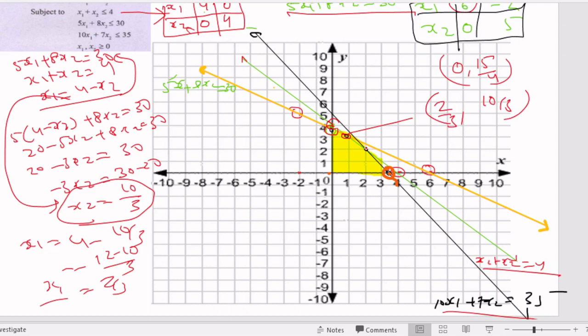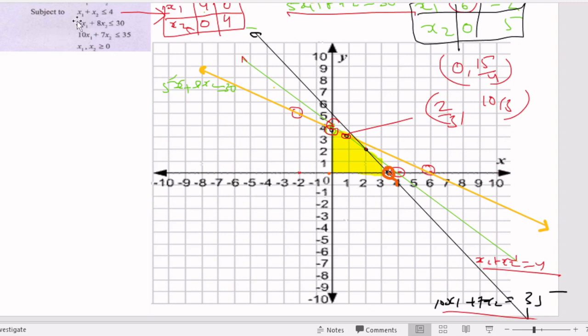Now we have to find this point. To find this point, which two equations do you have to solve? This green line and black line. Let's solve that also. So the green line again, which one? x1 plus x2 is equal to 4, and the black line 10x1 plus 7x2 is equal to 35. Similarly, you can substitute x1 is equal to 4 minus x2.